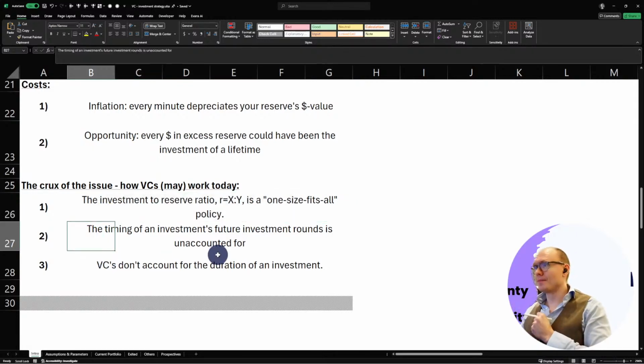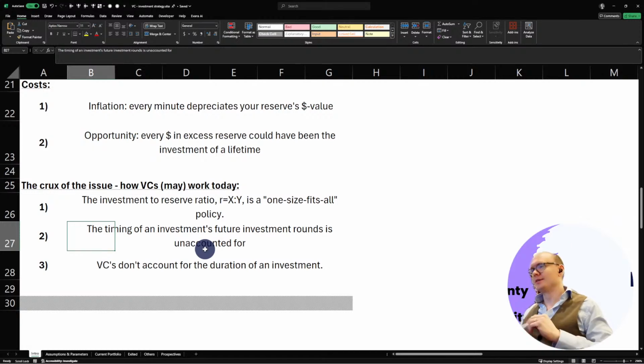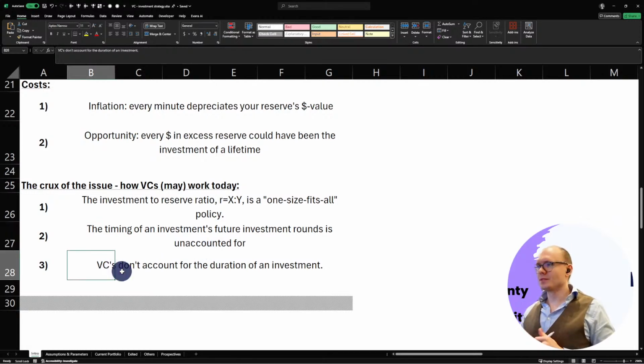We'll see. Then there's the timing of our portfolio's future investment rounds, which is generally unaccounted for. Again, there is a plan, but it's not continuously adjusted in our beliefs about when the next round will be needed as early as possible, which again affects our strategy for how we want to invest our money.